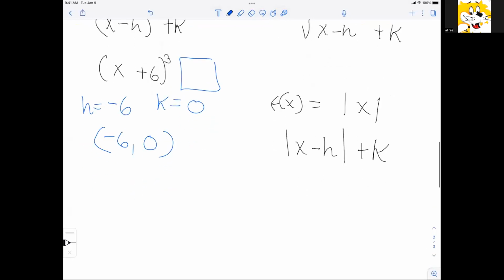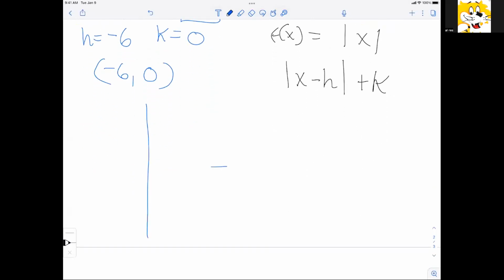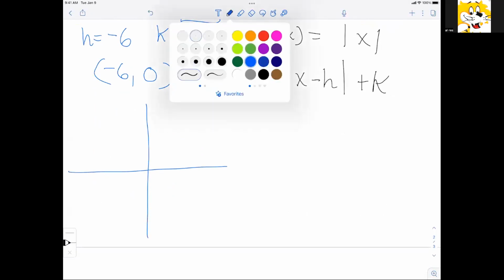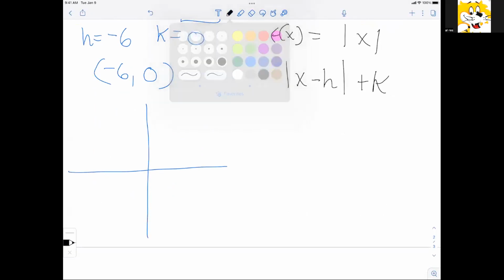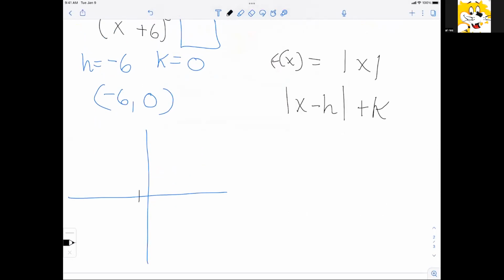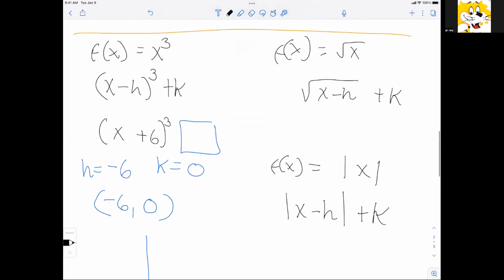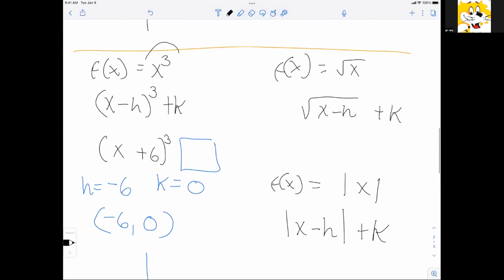So how do I graph this? Well, I've got to create my x and my y axis. And then I am going to go to -6, 0, 1, 2, 3, 4, 5, 6. And what type of function do I have? Well, if I'm taking you to the zoo and I'm showing you an elephant, does an elephant look like a giraffe? No, it does not. So we need to know what these are. This is a cubic function.